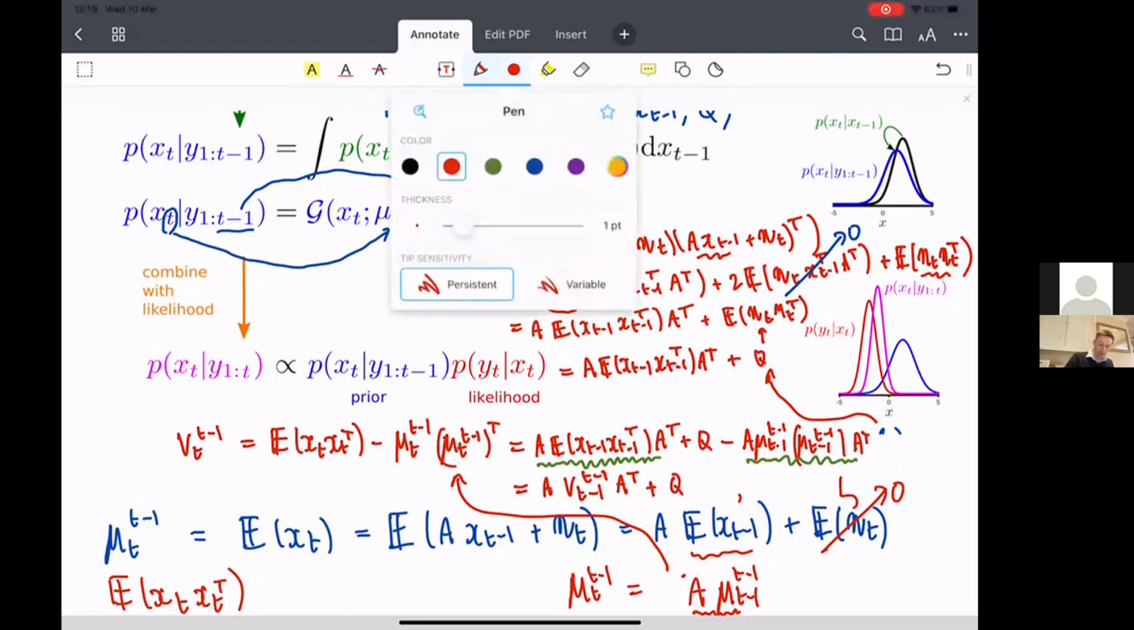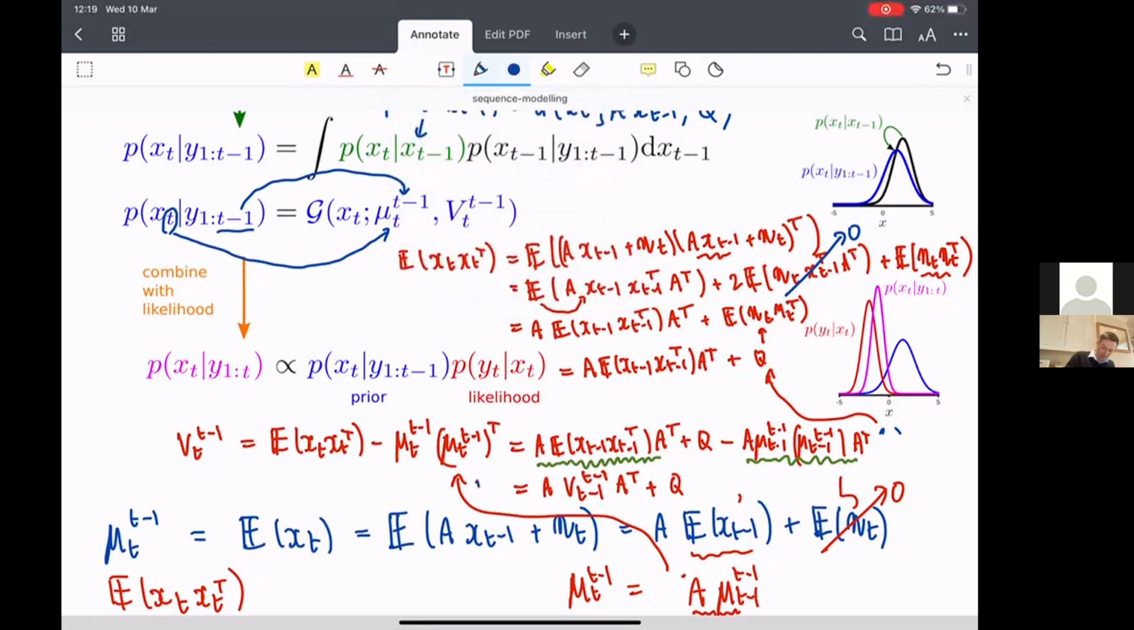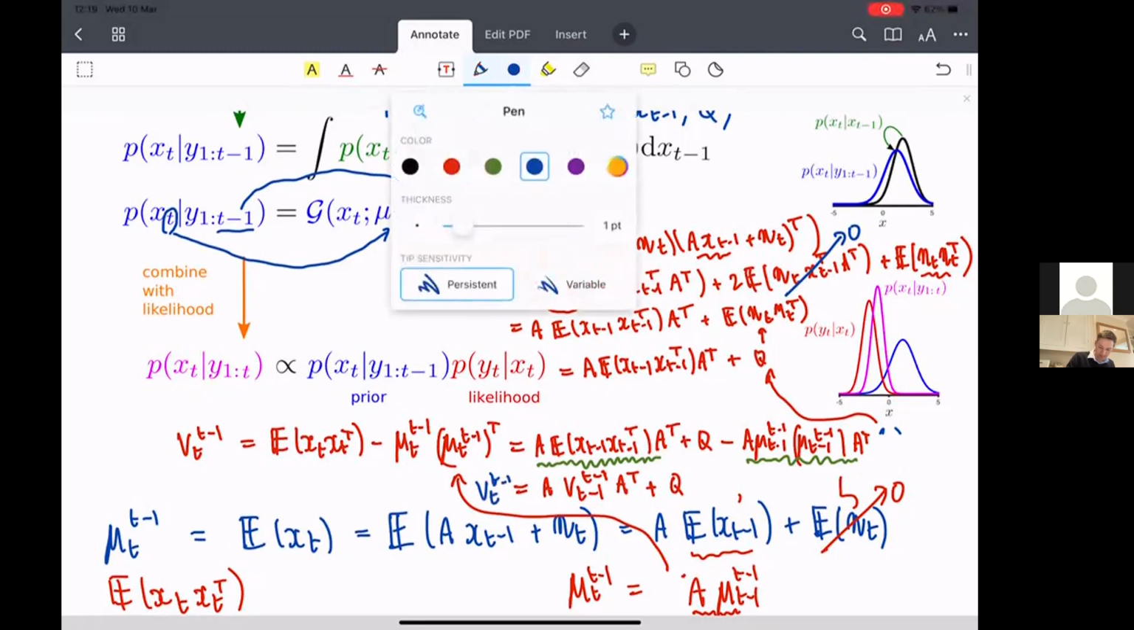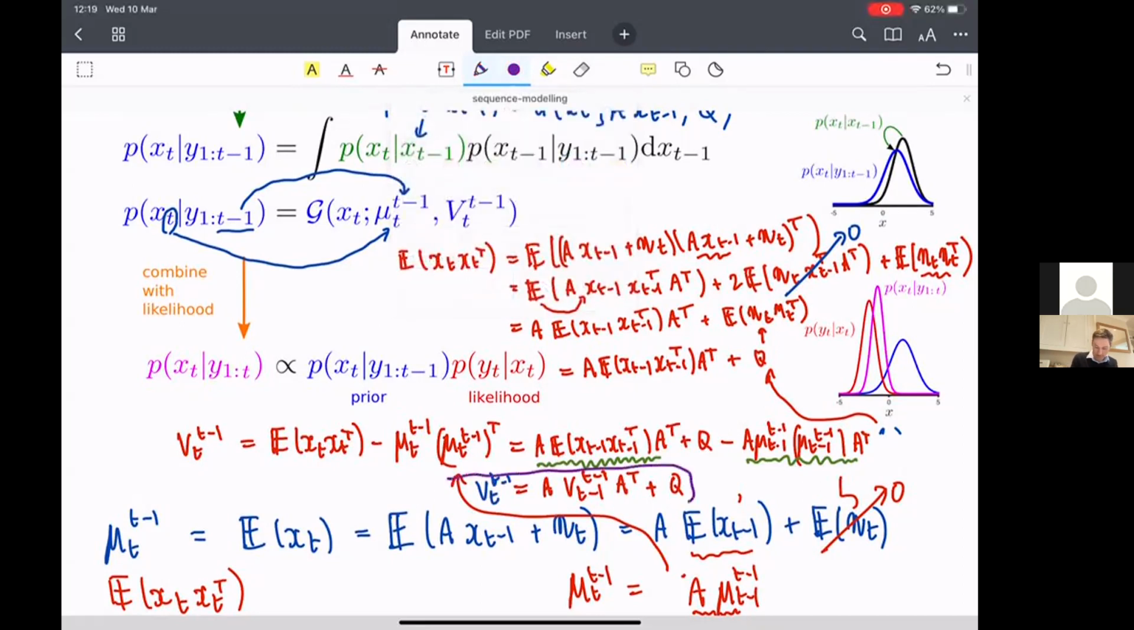So for the forecasting step, you just need to implement the two equations, which I'm going to highlight here. Let's highlight them in purple. It's this update for the covariance and this update for the mean. These are the actual two things that you need to implement on a computer.